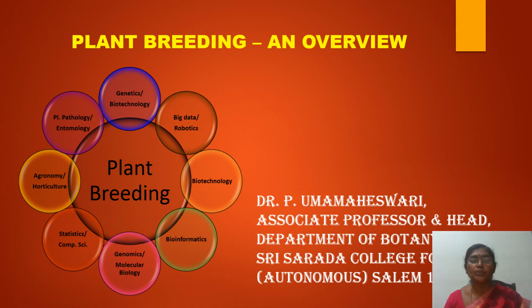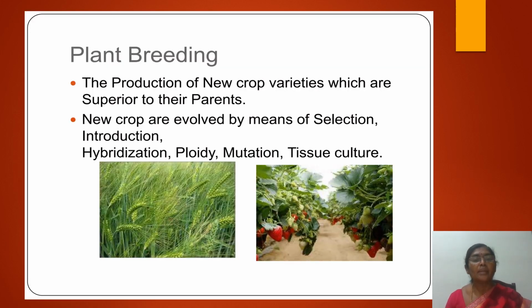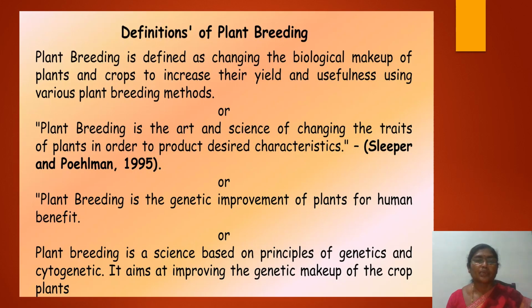Today we are going to see an overview of plant breeding. Plant breeding is the production of new crop varieties which are superior to their parents. It can be evolved by means of selection, introduction, hybridization, through ploidy, mutation and tissue culture.